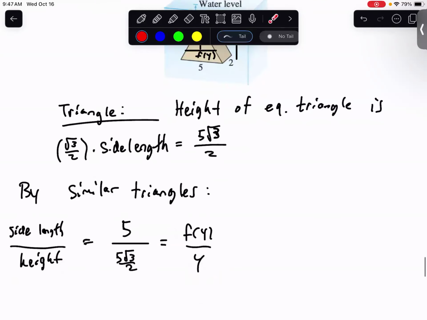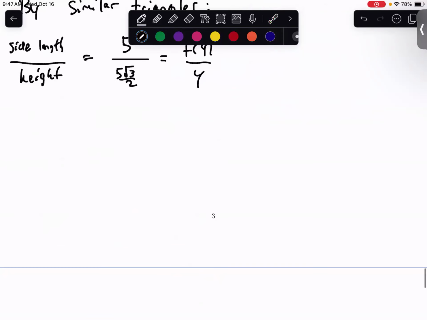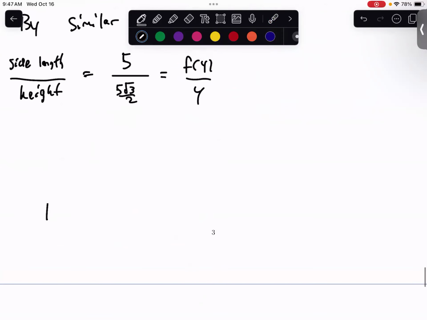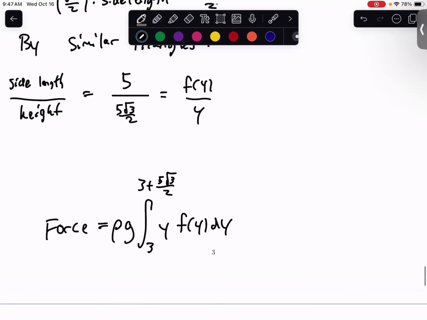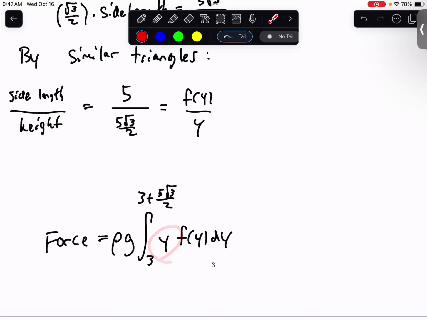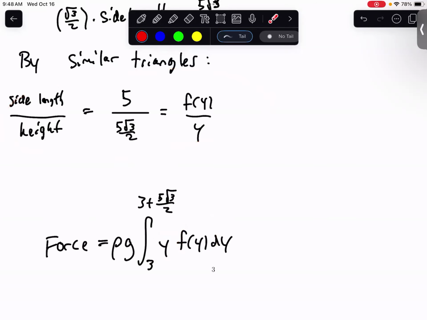And so we want to solve for f of y, right? That's the main point. The ultimate integral we're going to be looking at has the following form: the force is equal to rho times g times the integral from 3 to 3 plus 5 square root of 3 over 2, I'll talk more about that later, of y times f of y dy. We know y is just the variable itself, but we don't know what f of y is. So that's why we're doing these similar triangles, to find a way to write f of y in terms of y.